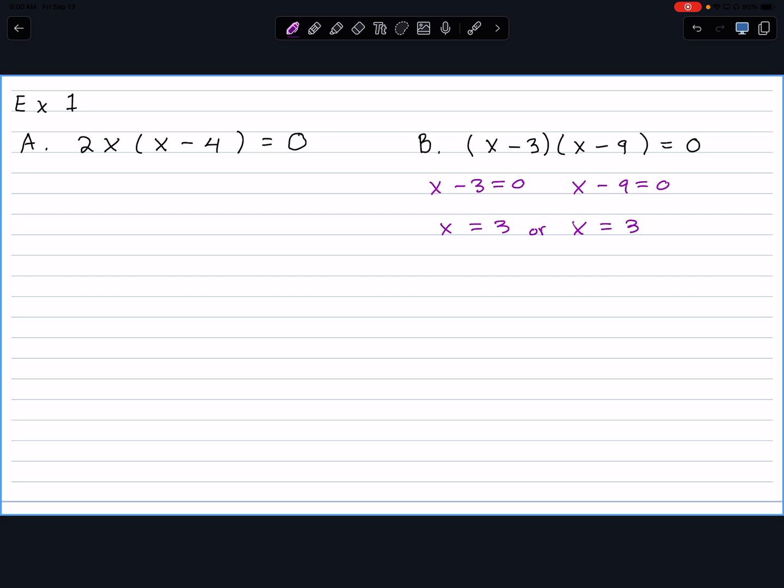Just to note, we use the word or here because that would make either of these situations correct, but recognize later on we're going to be talking about roots and things like that. Again, both answers are, whoops, that's not a 9. Both answers are important and we need to show both of them. Okay, any questions on that?